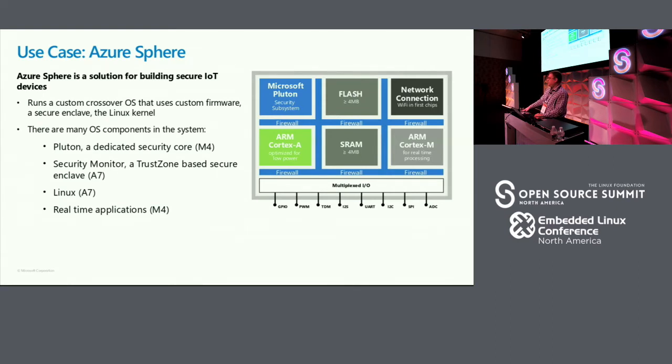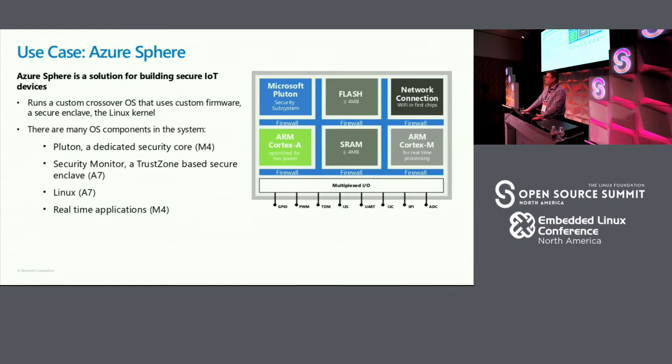We have what we call the security monitor, which is a TrustZone-based secure enclave running on an A7 core. We have Linux, of course, running on an A7 core. And we have customer-written real-time applications running on these other Cortex-M4s. These are where they put their business logic for driving motors, like I talked about earlier. And every single one of those bullet points there runs in a different execution environment, and most of them run on completely different CPU cores.